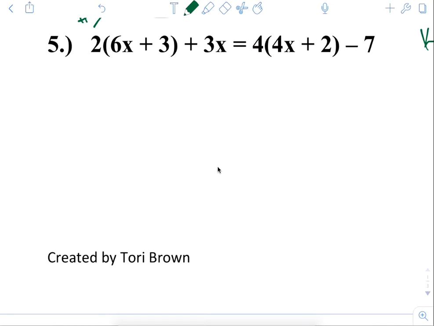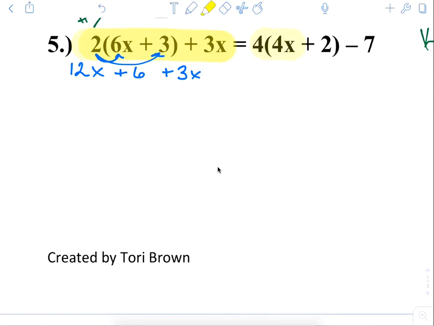All right, so stay slow. If you need to pause and go back for the explanation, feel free to do that. In blue writing, first thing I'm going to look for is: is there anything to distribute or combine? Yes, I can distribute. 2 times 6x is 12x. 2 times 3 is 6. And I'm bringing down 3x.